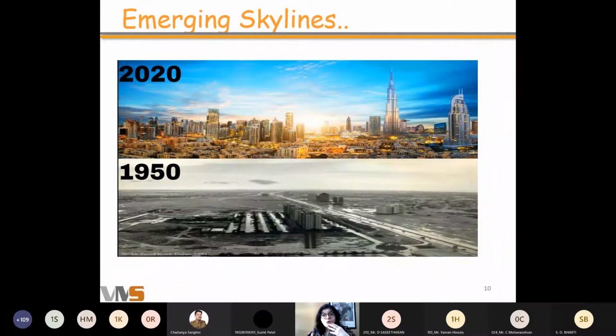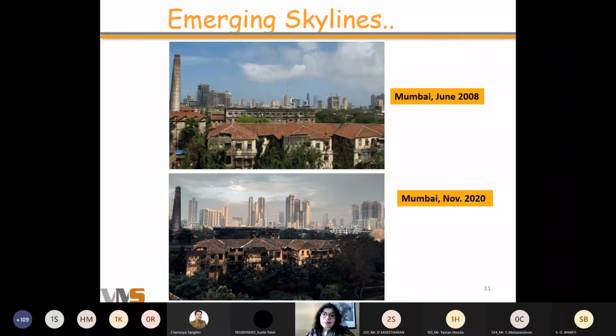And I have a view where I'm seeing the city grow in front of me. I have taken these pictures from my balcony. I first moved in 2008, and as you can see above, I had such a big sky. I could look out and I could see the sky. And this is in November 2020. I'm just showing this picture because the other pictures I've taken were night pictures. So I just thought I'd show you this.